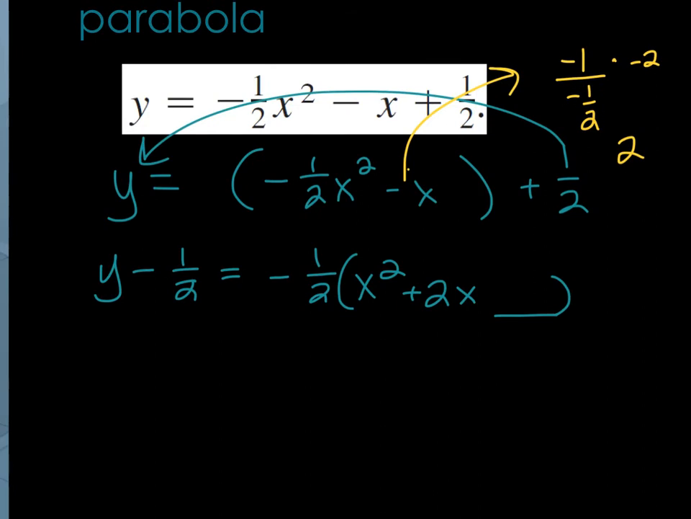Now I've got to complete the parentheses. So I take the 2, I divide it by 2, that's 1, square it, that's 1. So I'm going to add 1 inside the parentheses. How do you get x squared plus 2x? So I took the 1 that was there and divided it by the negative 1/2.